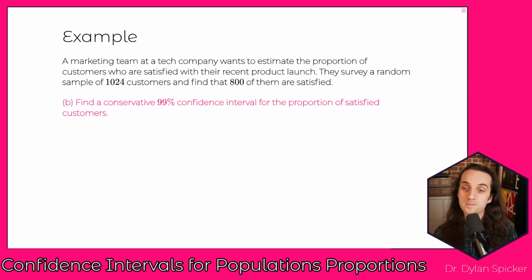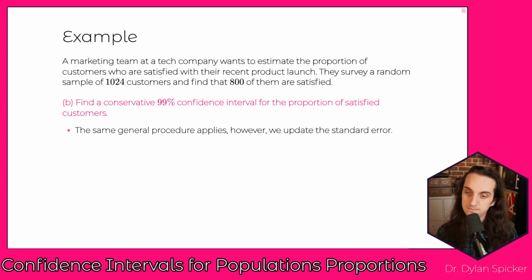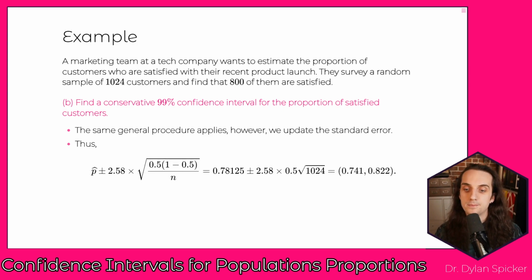And so we can go through all of the information the same as before. So we take p hat 0.78125, and plug in the 0.5 into the standard error instead. There should be a division in this case here. So we should have this term being 0.5 divided by the square root of 1024. But either way, it works out to be this interval right here, from 0.741 to 0.822.